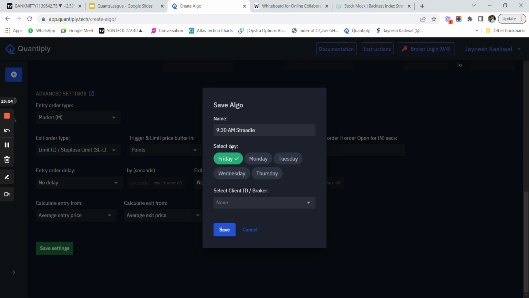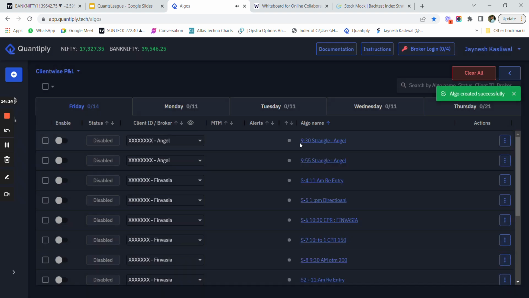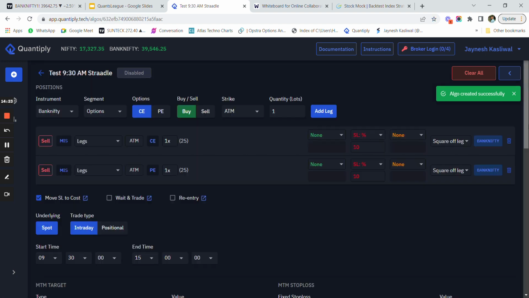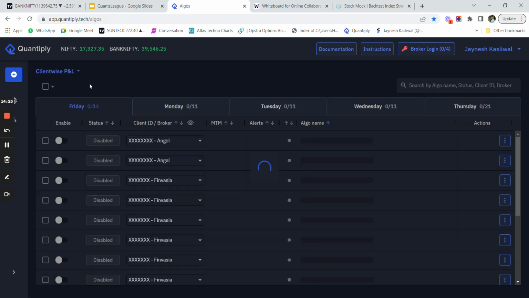Once I save the settings, I have to select the day. Basically I can duplicate it on all the days, but as it is, I'll just duplicate it on Friday, and I have to select the broker here. So you can use any broker that you want, and I will put the name test here, so that it does not get mixed up with my strategies. Okay, once I have created my strategy, I can see where is my test. So I can clearly see that there is a strategy known as test strategy here.